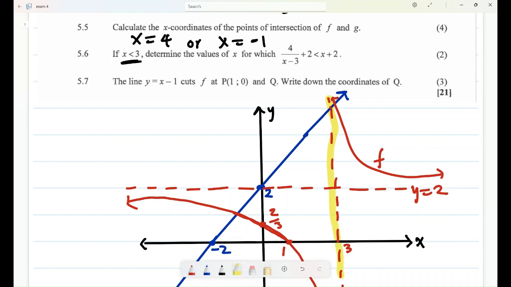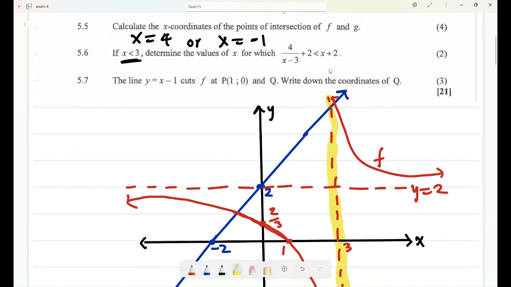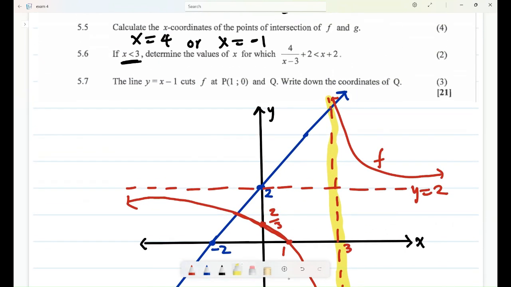If x is less than 3, right? X is less than 3. 3 is our asymptote in this case. Let's read the full statement and hear what the examiner is trying to say to us.